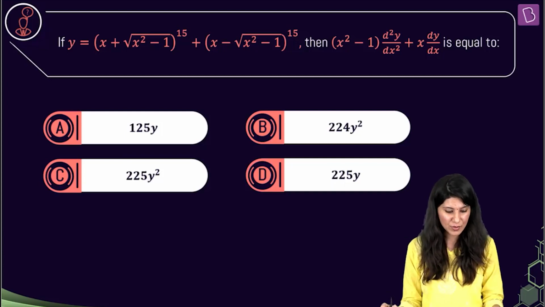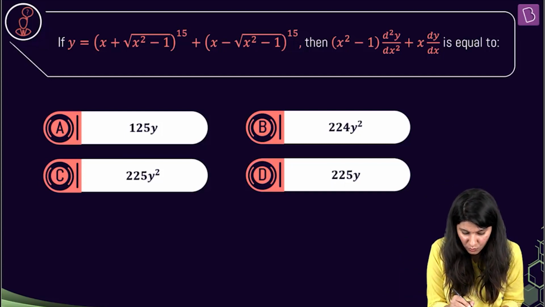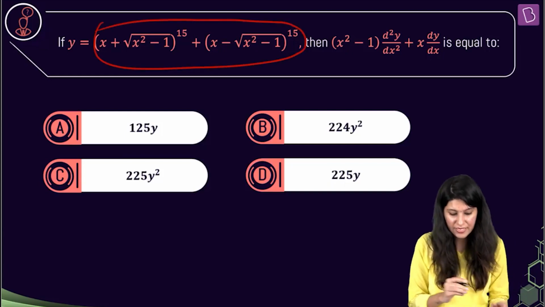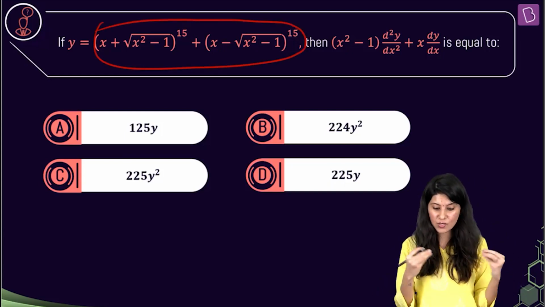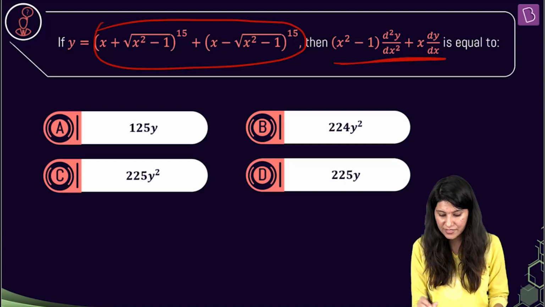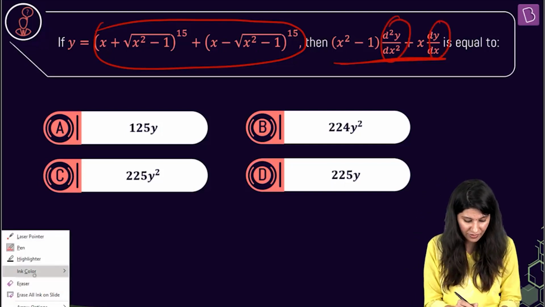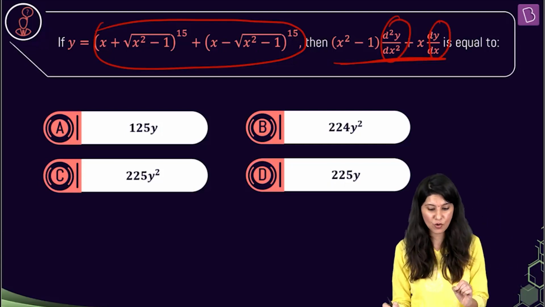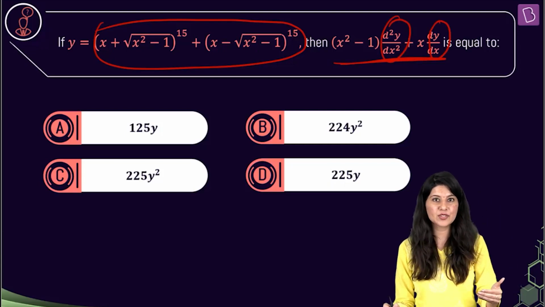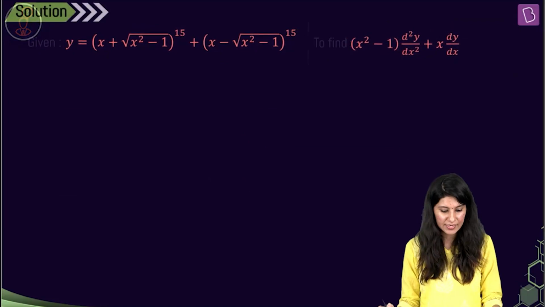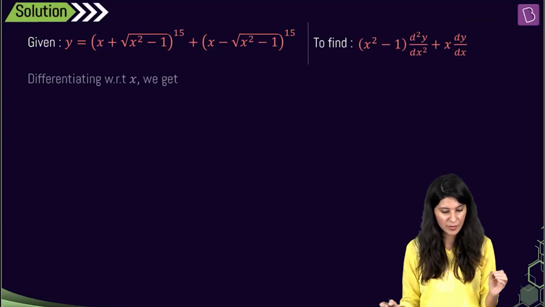Okay, so here we have a question which says y is equal to a scary looking expression where powers are 15, square root is involved. You need to look for this. What is this? y double dash and y dash is involved, right? So you need to differentiate this particular expression twice. That's all, right?